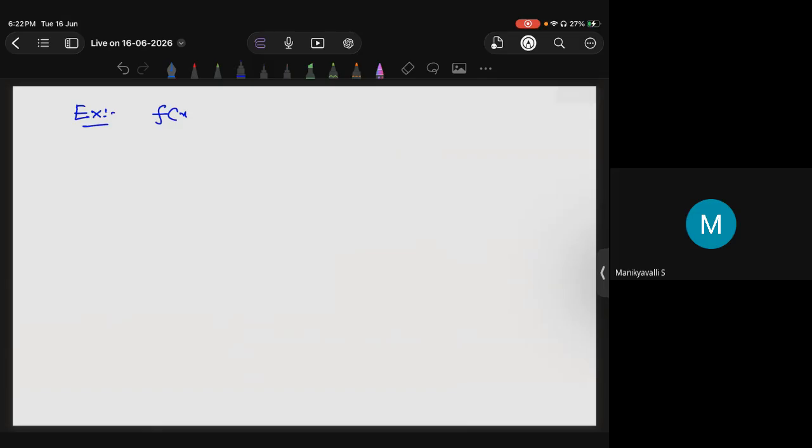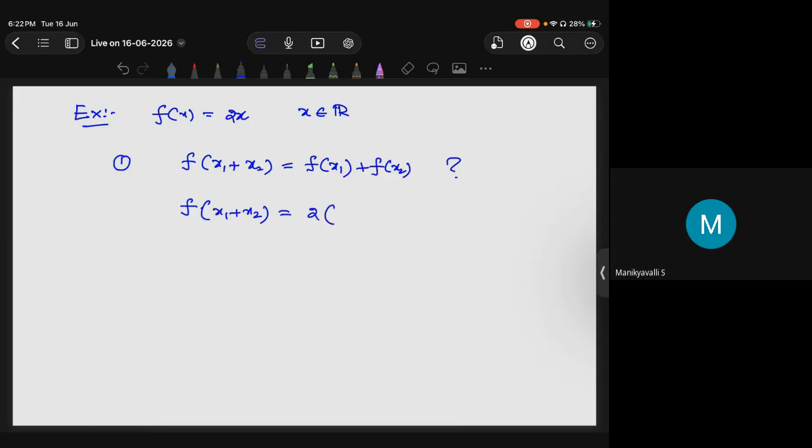Let us say f of x is equal to 2x, where x is in all real numbers. First we have to verify additivity, that is, whether this is true or not. In place of x, let us say x1 plus x2. From the function, we can write 2 multiplied by x1 plus x2, which is nothing but 2x1 plus 2x2, which is nothing but f of x1 plus f of x2, correct? So additivity is satisfied, yes or no?